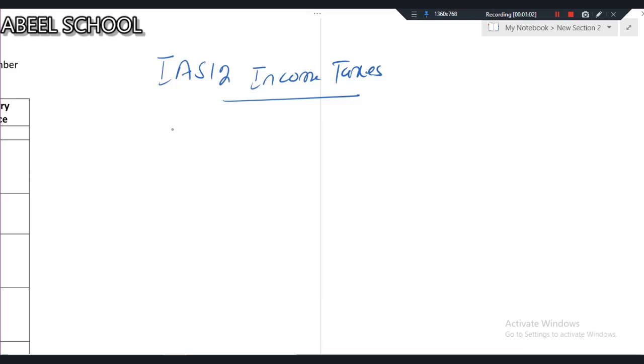Number one, there's a concept called over provision of income tax. The question is, what do you mean by over provision of income tax?